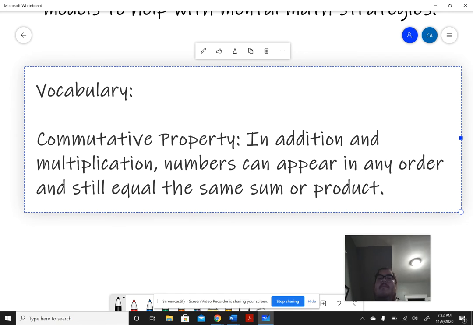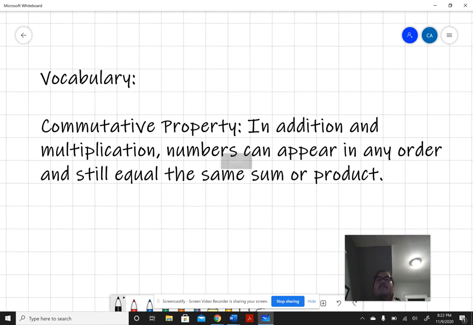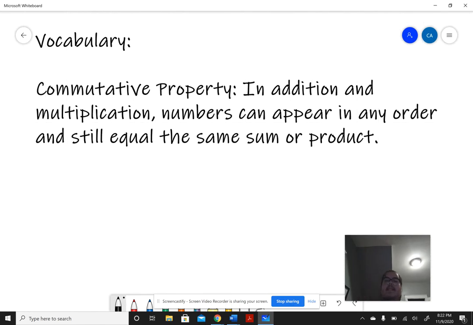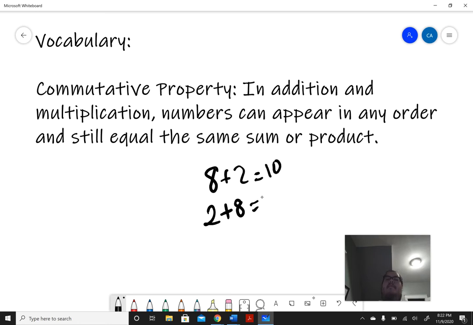The commutative property is, in addition and multiplication, numbers can appear in any order and still equal the same sum or product. So we can see this with 8 plus 2 and 2 plus 8 with addition. They both have the sum of 10, right? And it didn't matter what order they appeared in because they are affected by what's called the commutative property. You can move the numbers around and your sum will remain the same. Multiplication similarly works the same way.